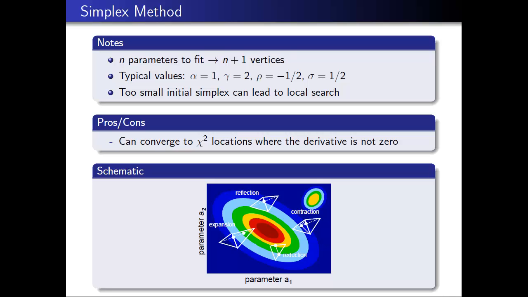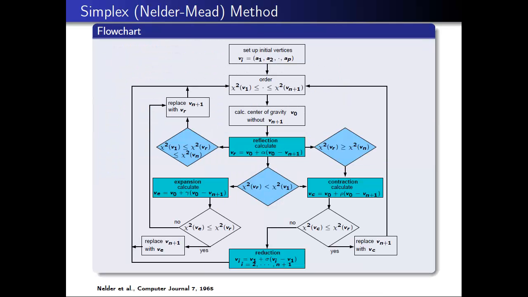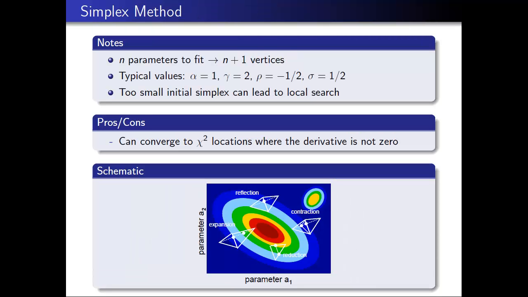These are the typical values for determining the reflection point, your contraction point, your expansion point, these different factors: alpha, gamma, rho, and sigma here. Typically, you just flip the triangle, and for expansion, you double. This is contraction, and this is reduction. So this is the method that was used to find that minima in the integrating sphere.